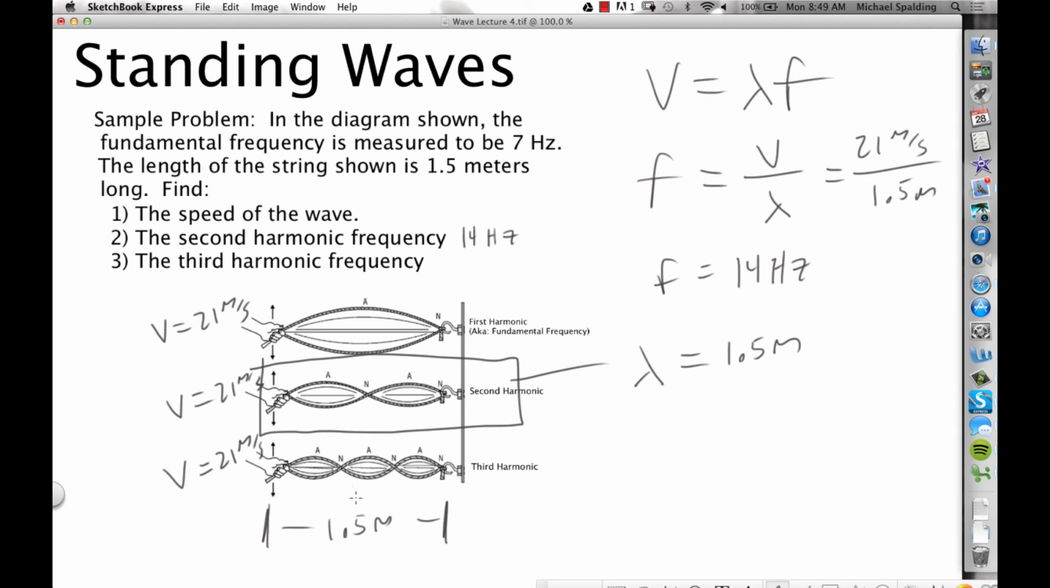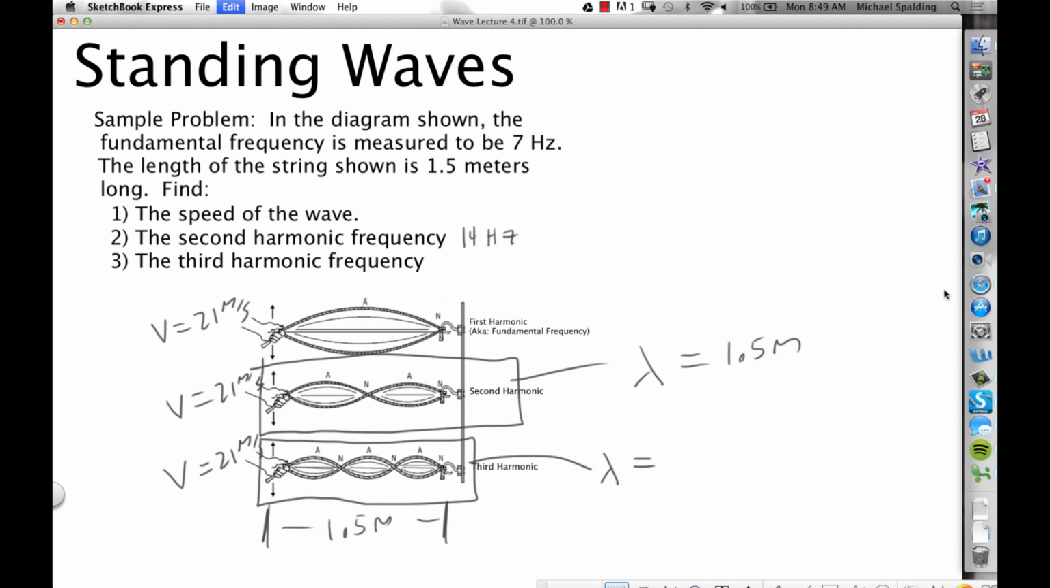And then the frequency of the third harmonic. So to find the frequency of this third harmonic, we first need the wavelength. Well, how do we get the wavelength? Well, 1.5 meters is the total distance. What's the 1.5 meters equal to? How many wavelengths are in here? 1.5 wavelengths. That's a wavelength and a half. So the wavelength is equal to 1. This is 1 right there.